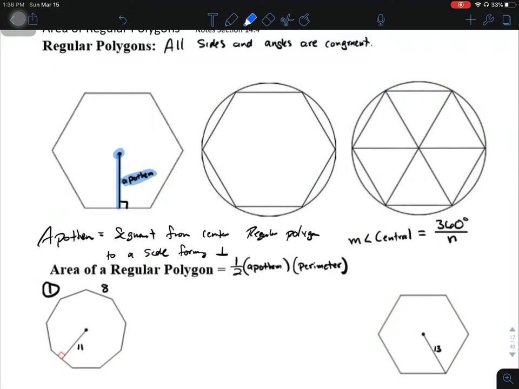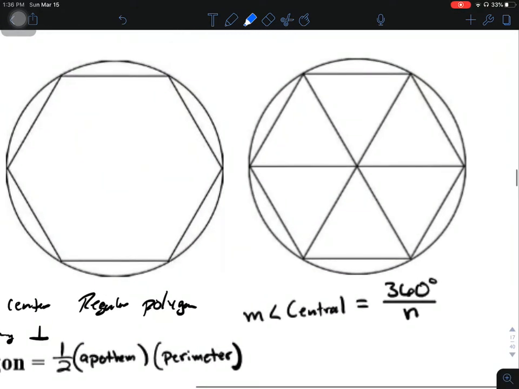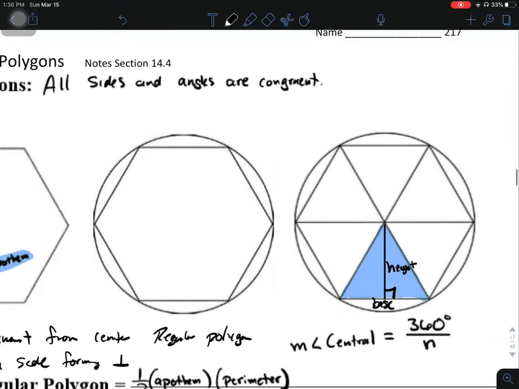Let's look at this picture over here on the right. This is a regular hexagon. And let's just focus on finding the area of this triangle right here. Find the area of this triangle. We're going to take 1/2 base times height. So let's say that this height here, we'll just call it height. And let's call this base here, we'll just call it base. So the area of one of these triangles is 1/2 the base times the height.